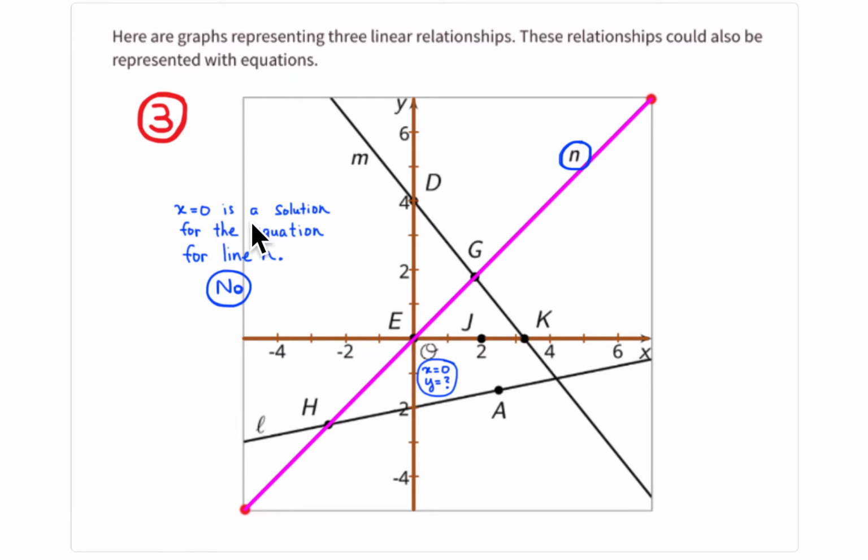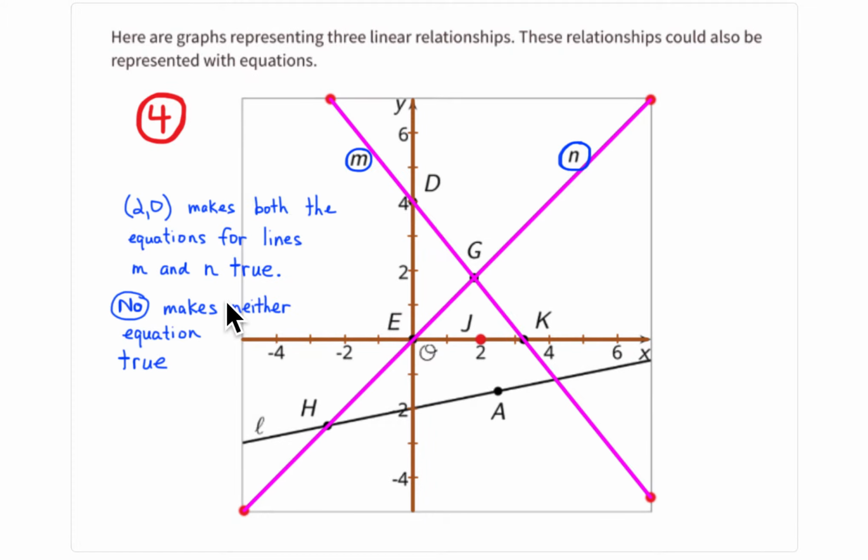Number 3, it says x equals 0 is a solution for the equation for line N. So here's line N, and you might think this is true because it goes through the origin, in which x is 0. But remember, when x is 0, y can be anything. So y can go up and down the y-axis while x is 0. So in order for it to be a solution to the equation, you also need a value for y. So this has to be stated as x equals 0 and y equals 0. You need both of those coordinates to have a solution for the equation. But because they only give you one of them, it is not a solution to the equation. You need both.